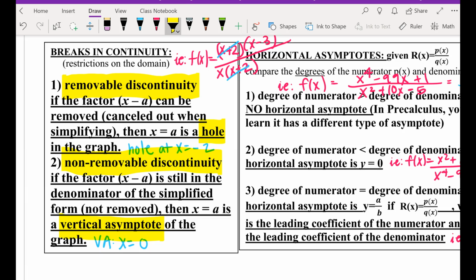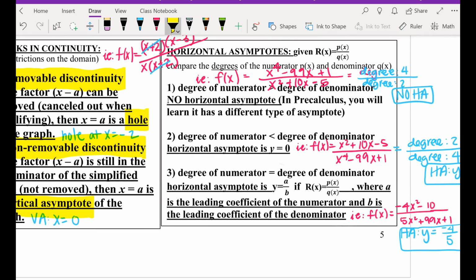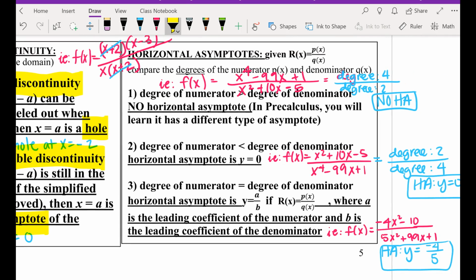Okay. Then we went on and introduced you guys to horizontal asymptotes. There are three cases. When do you not have a horizontal asymptote? Beautiful. When the numerator degree is bigger than the denominator. When do you have a horizontal asymptote at y equals 0? That's right. That's case number 2. Well, obviously that will leave you the last case. What's the last case? When they're equal.